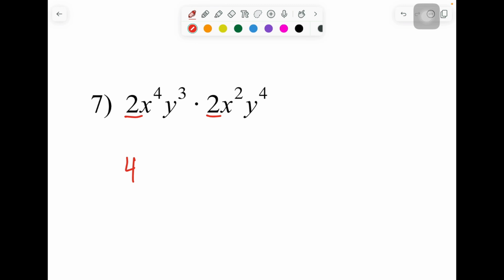And then you have to match up like terms, like variables. So we look at the x's, and there's a 4 on one and a 2 on another. So add those up, and you get x to the 6th. And then you look at the y's. So you got y and y. So you look at the numbers on top of those. You got a 3 and a 4. You get 7, right? You just add those up.